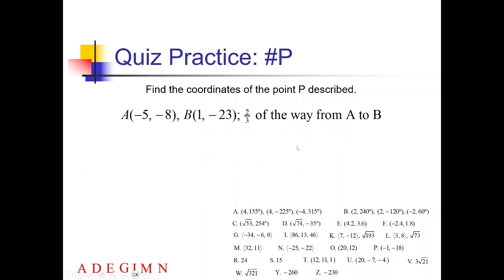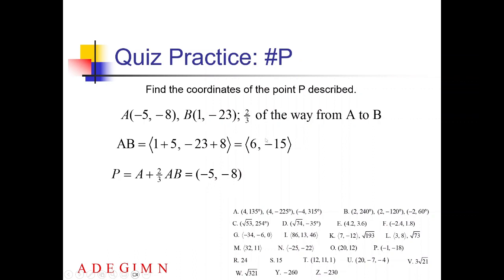to the next one. For this one, we're trying to find a point that is 2/3 of the way from A to B here. So again, let's find the component form first to get the total directions to get from one to the other. So we have 1 minus negative 5, or plus 5, and then negative 23 plus 8, because minus negative 8, giving us a component form of 6, comma negative 15. So we're going to be doing A plus 2/3 of AB to get our point P here. So negative 5, comma negative 8, plus 2/3 of this 6, comma negative 15 that I just found.